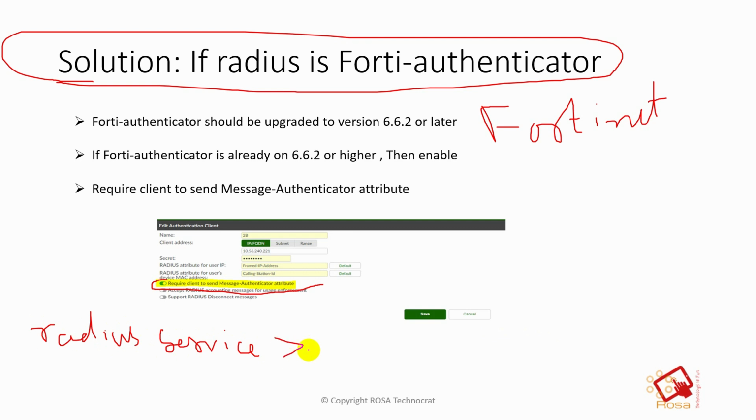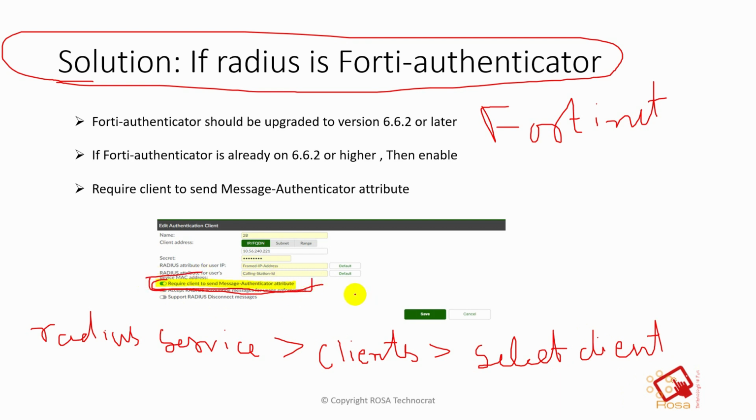and then under clients, you have to select your specific client and edit the property of the client to enable "require client to send message authenticator attribute". Okay, so this is on FortiAuthenticator. With respect to FortiAuthenticator, even this option is only available from 6.6.2 or later.